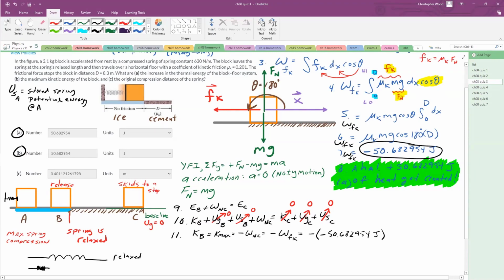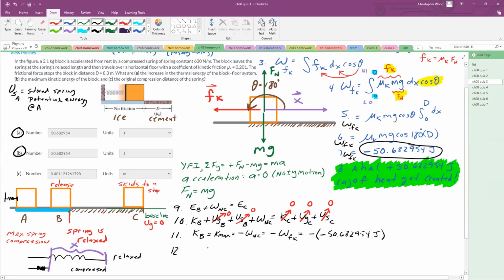This is compressed. And the question is, how much did it get compressed? So I need to find out this distance from here to here. This is what I'm after right now. This is the amount of compression. All right, so energy analysis to the rescue.